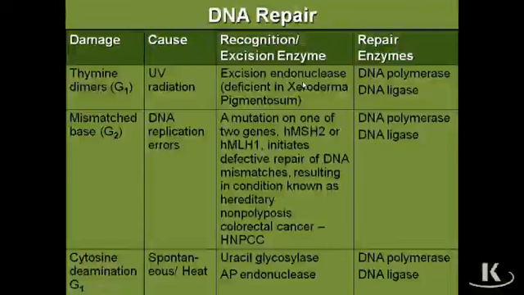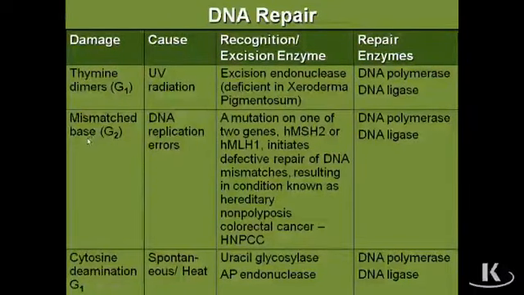And if you inherit a defective copy of that gene, well, you could end up with xeroderma pigmentosum, a very high yield disease. Some of the repair enzymes are DNA polymerase and DNA ligase that are going to come in after the lesion is recognized by this excision endonuclease. I'll show you some illustrations that highlight this.